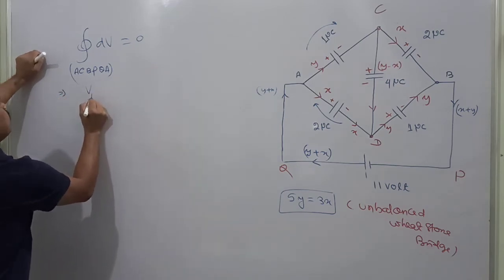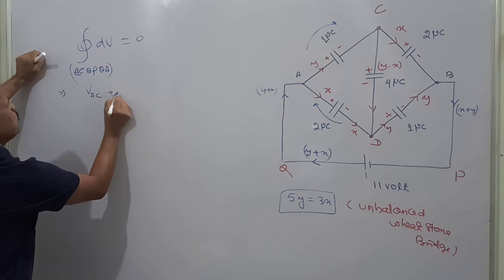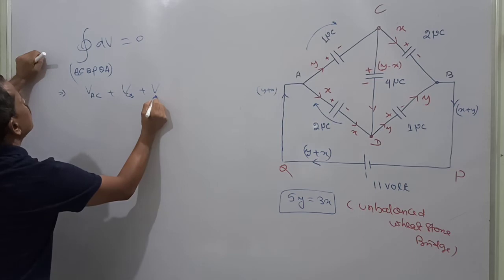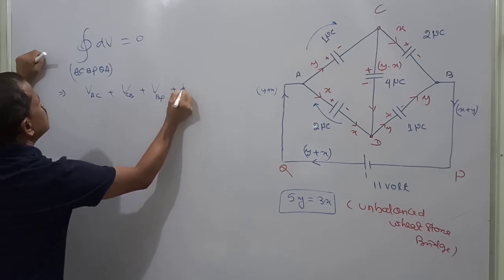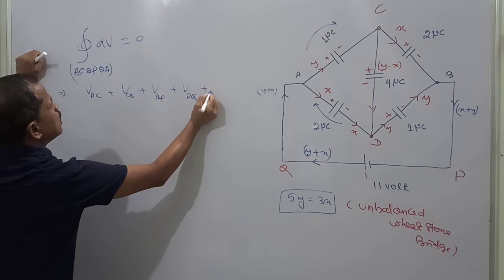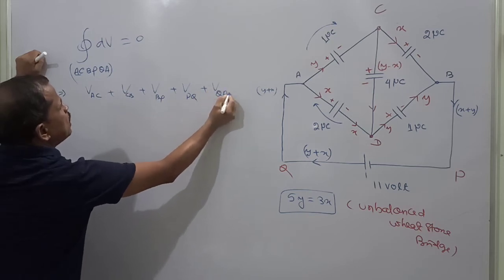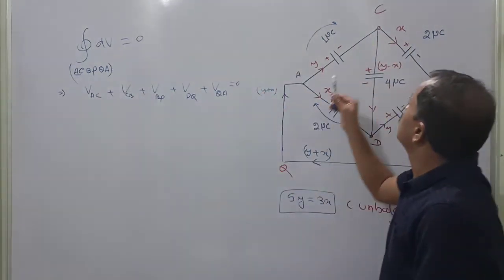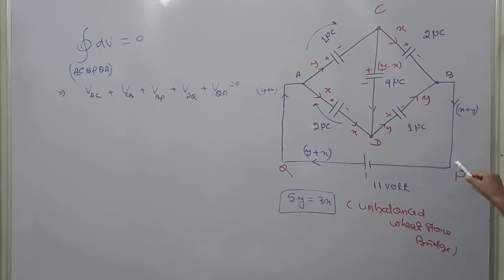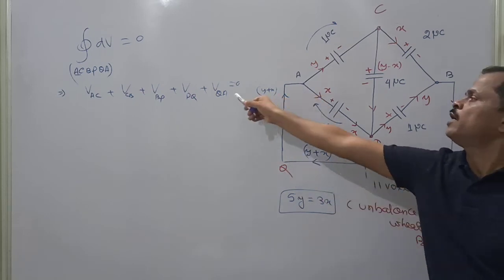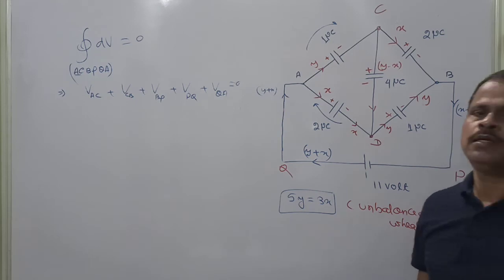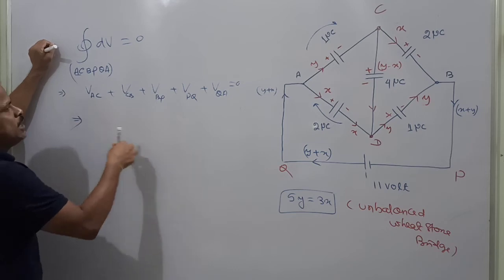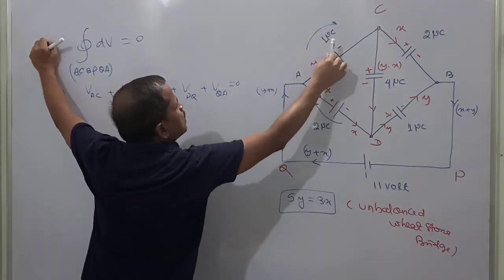That is equal to potential from A to C, then potential from C to B, then potential from B to P, then potential from P to Q, then potential from Q to A, is equal to 0. Net potential is 0 in a closed path. So what is the potential from A to C? From A to C, first positive plates, then negative plates.